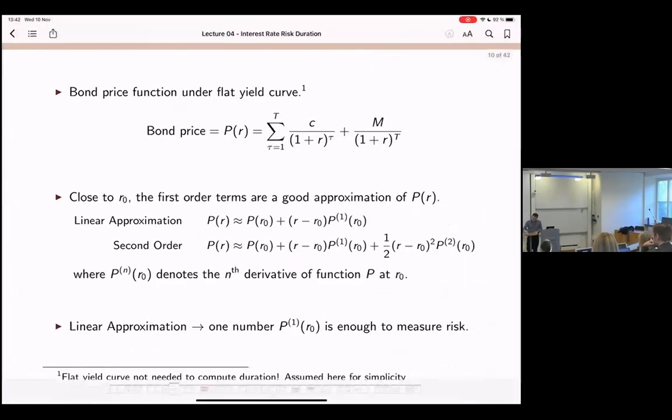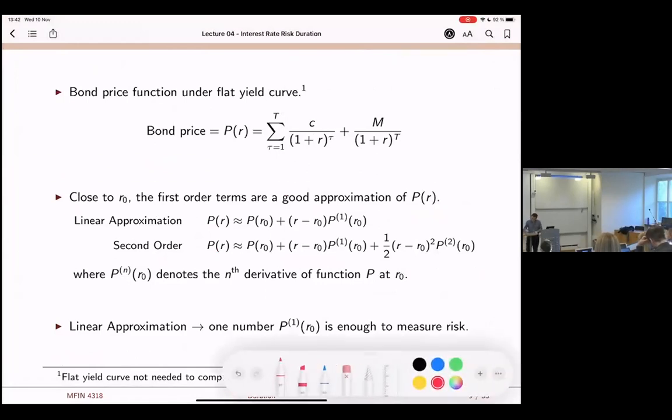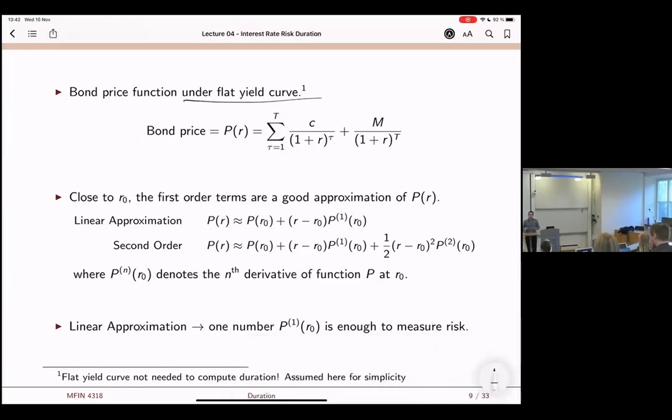Well, as I said, we're going to approximate the bond price function. And here, in this slide, we make one more assumption, which is that the yield curve is flat. But I just want to be clear that we do not need this assumption, right? This is the footnote in the slide. We do not need to make this assumption. It just makes it easier.